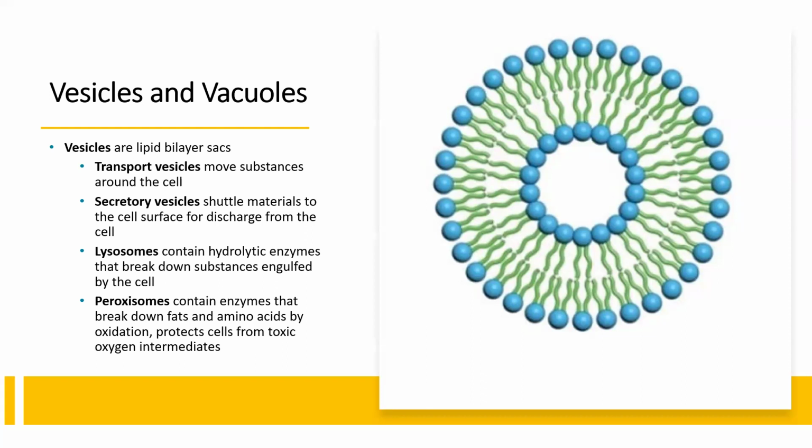Lysosomes are going to have these hydrolytic enzymes that break down substances that were engulfed by the cell. All those things are going to move along the microtubules and the cytoskeleton. And peroxisomes contain enzymes that can break down molecules through oxidation, which produces oxygen radicals. And you've got to keep those inside of these peroxisomes so they don't damage the cell.